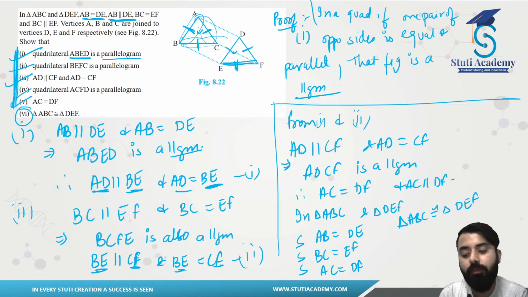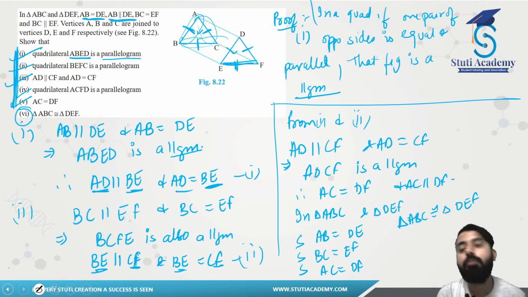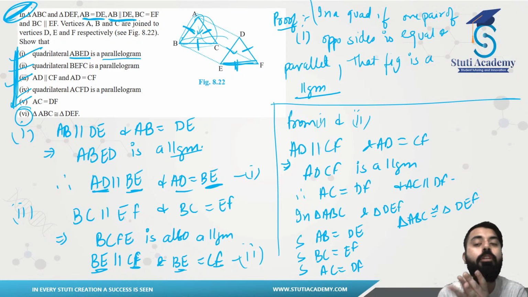So let's just start with the remaining part of this chapter or this exercise. Let's start with the next one. So now we have what? Actually, that was the last question, I guess. So this was the very last question for your exercise 8.1. I hope you have no doubts in your exercise 8.1, because now we are going to start with the midpoint theorem.